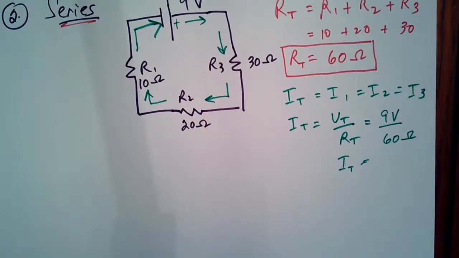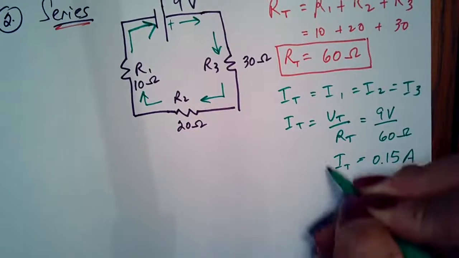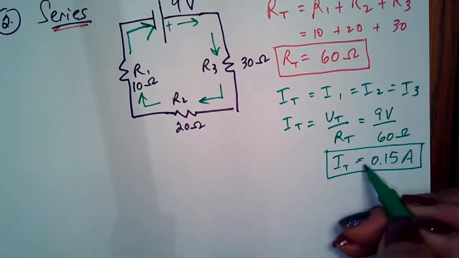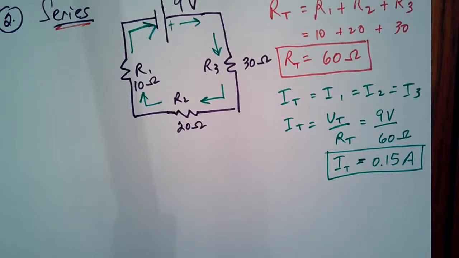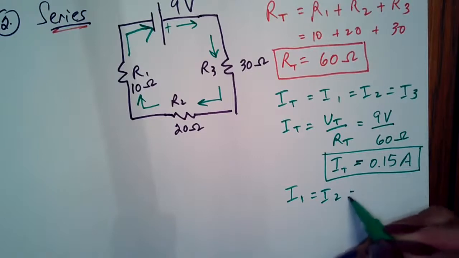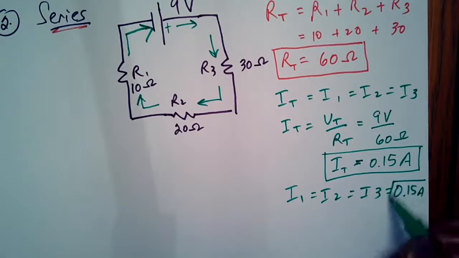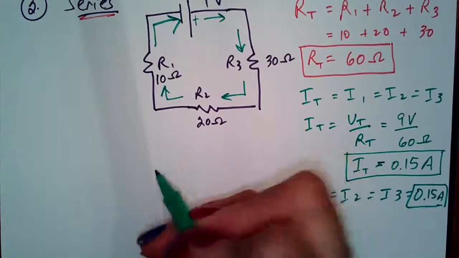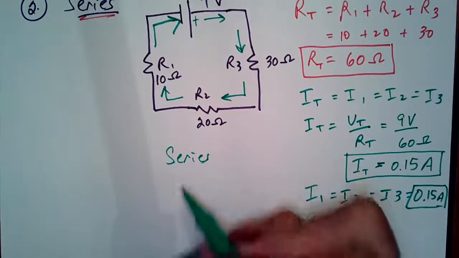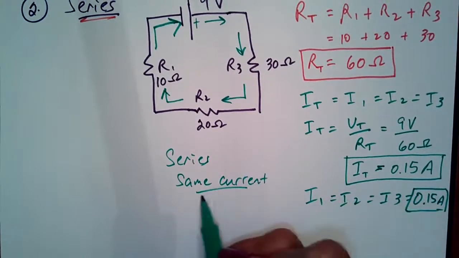is 0.15. So 0.15 amps is the total current. So that means that I1 equals I2 equals I3 is also going to be 0.15 amps. Again, recall that in a series, what is the same is the current.